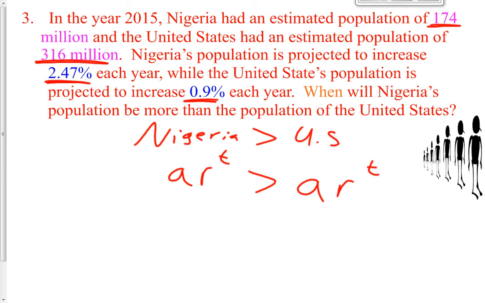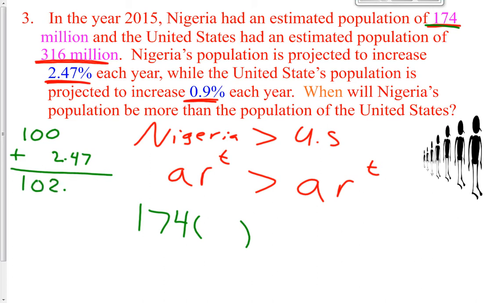Alright, what's the initial amount of Nigeria? Their initial amount is 174 million. So that goes in for the letter a for Nigeria: 174 times Nigeria's rate raised to the time t. And Nigeria's rate is 100% plus 2.47%, which is 102.47%. If I put this into a decimal, move it over 2 times, and there is Nigeria's rate: 1.0247 raised to the time t.